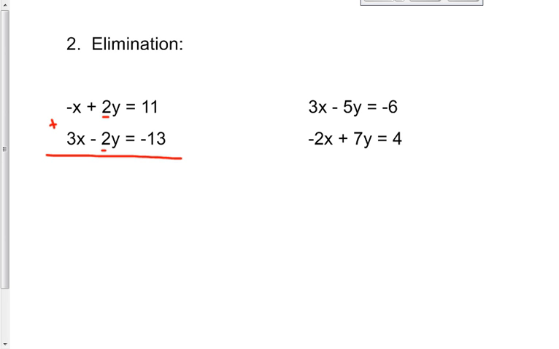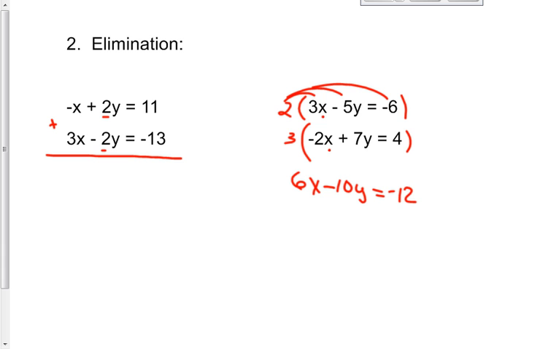This second one over here does not have numbers that match, so you need to try to make those numbers match somehow. So for instance, if I choose the x value, what could I get each of these x numbers to say where they match? I could get them both to say 6. So I'll times this whole equation by 2, this whole equation times 3, and then do a great big distribution all the way across. 6x minus 10y equals negative 12.